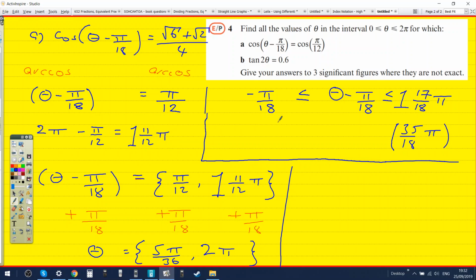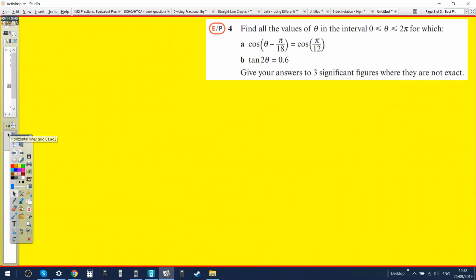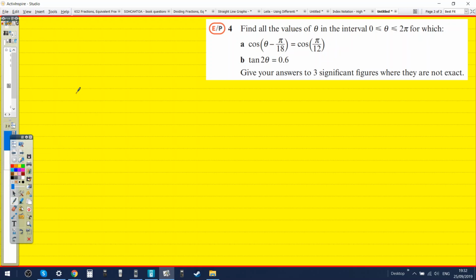Okay, part B. So tan 2 theta equals 0.6. And we use the double angle formula thing.